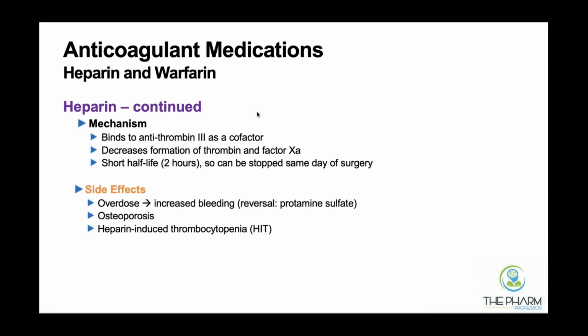Okay? Side effects, well, if you overdose on heparin, you will have increased bleeding, and the reversal for heparin overdose, specifically not warfarin, is protamine sulfate. For warfarin, the antidote is actually vitamin K. And we don't have time to talk about that today, but we can revisit it maybe some other time, or you can view the lecture online at thepharmprofessor.com. So overdose of heparin is treated by reversing it with protamine sulfate. Side effects also include osteoporosis and heparin-induced thrombocytopenia, or HIT.